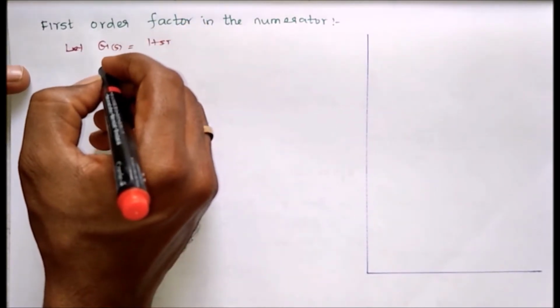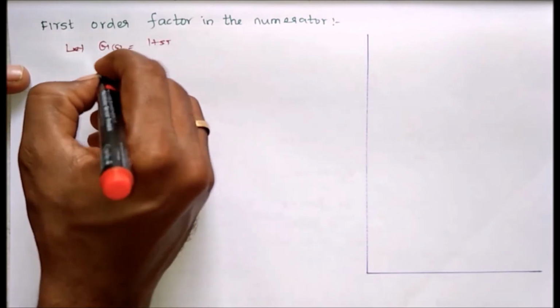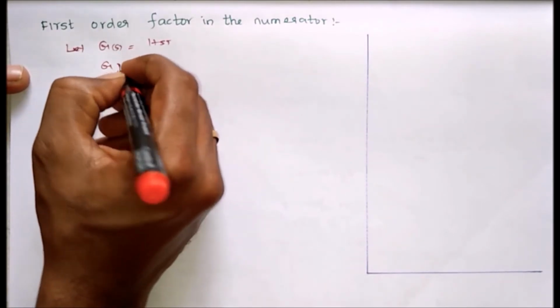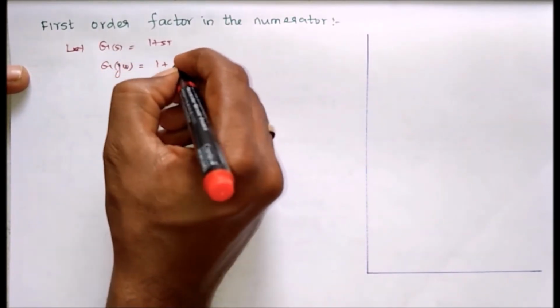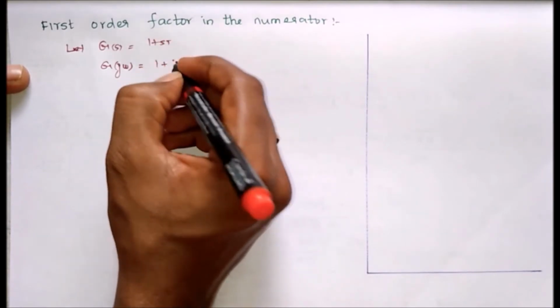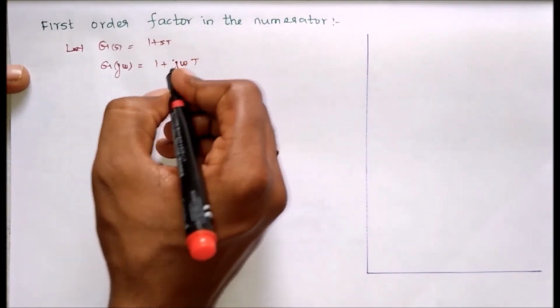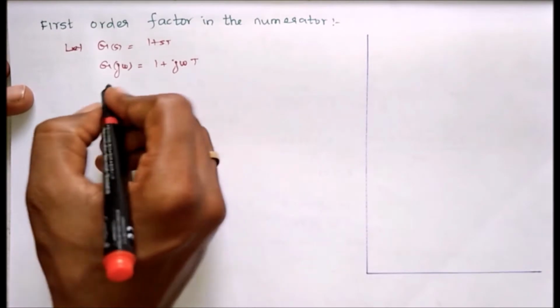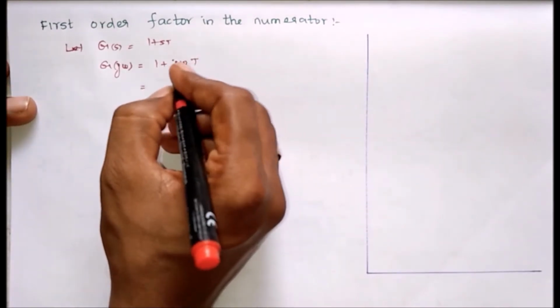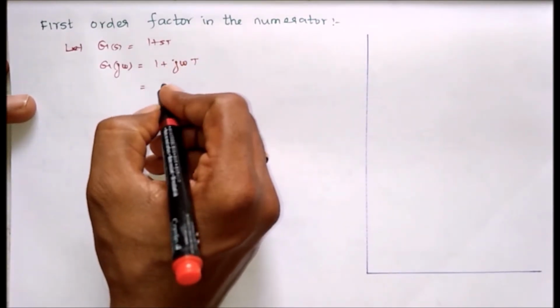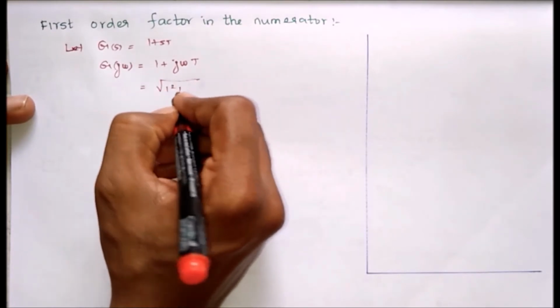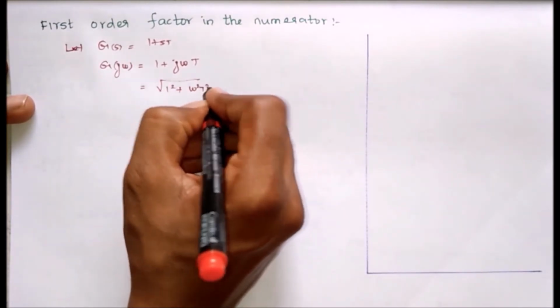Now according to the frequency domain specifications, we have to replace s by j omega. So it will be 1 + j omega T. We have to find the magnitude and angle for this transfer function. The magnitude is, we know, the square root of real part squared, 1 squared, plus imaginary part squared.